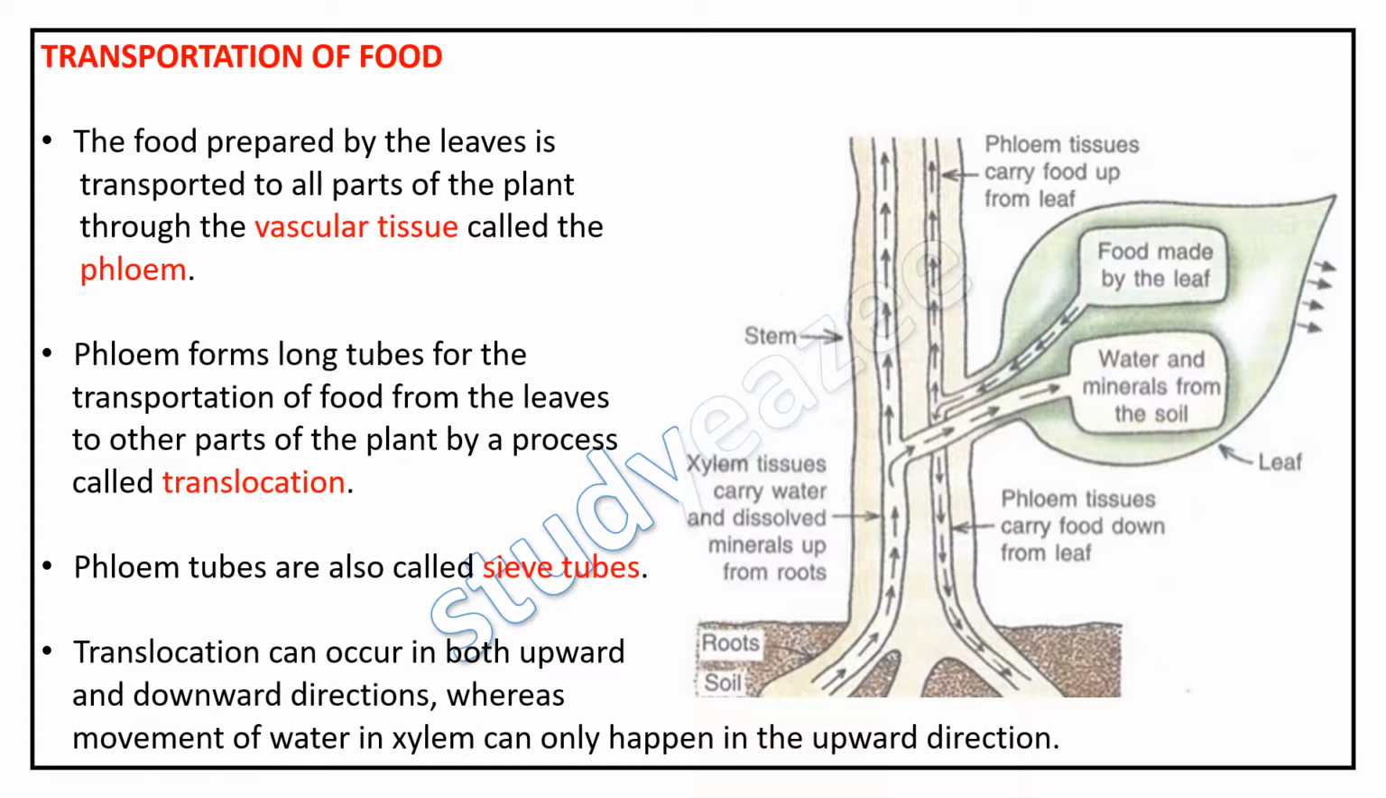Translocation can occur in both upward and downward directions, whereas movement of water in xylem can only happen in the upward direction. You can see here the water and minerals move through the xylem only in the upward direction, while the food prepared by the leaves, which is transported to the phloem, can travel both in upward and the downward direction.